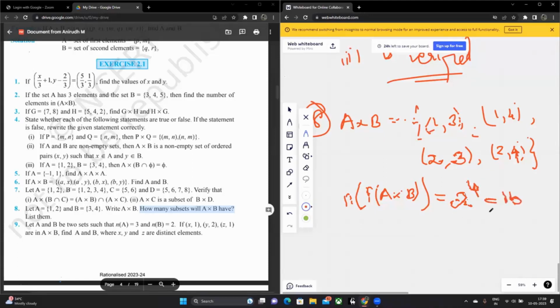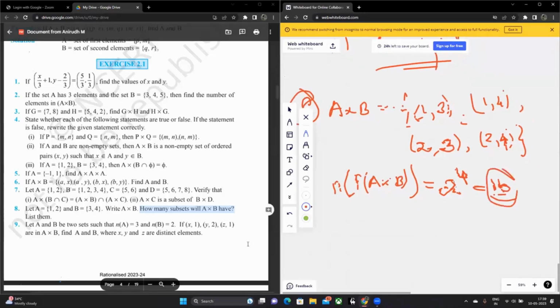That's the problem of the whiteboard. So basically, you're going to have 16 subsets of A cross B, which you can check. The first subset is going to be the null set ∅. Everybody knows that. And there are going to be 4 subsets with 1 element: the set {(1,3)}, the set {(1,4)}, the set {(2,3)}, and the set {(2,4)}. I'm going to denote subsets of 1 element within brackets like this.